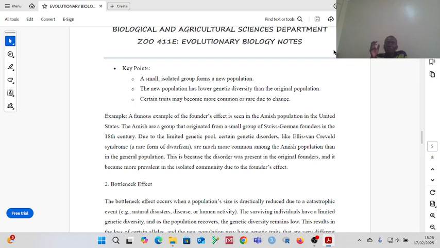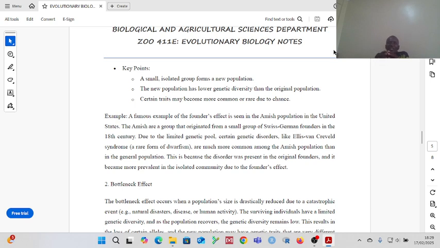The formation of this small group happened by chance. So the genes they carry, the traits they carry in the new group resulting from the small isolated group, is as a result of a chance event. The example that is given: we have within the United States a population referred to as the Amish population. This population is a group that originated from a small group of Swiss German founders as far back as the 18th century.